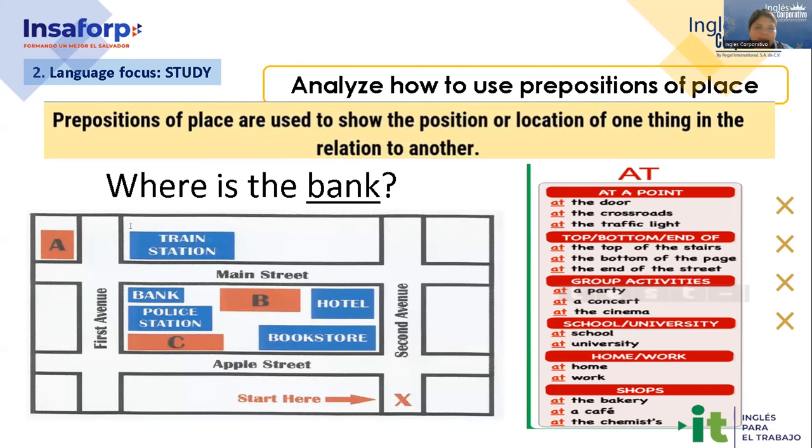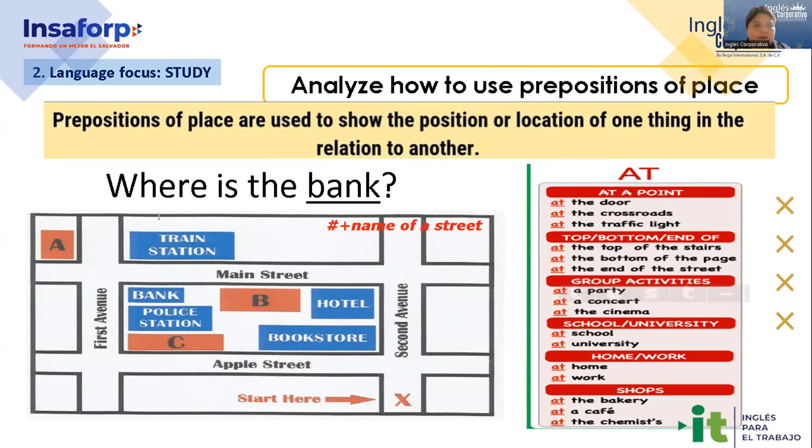Let's see. The bank is in the corner at First Avenue at Main Street. Okay, so we're going to see that. At, remember, what do you have to use when you use at? You have to use a number plus the name of a street. Entonces, ¿qué necesitamos ubicar ahí? Pues usamos at, el número del building y el nombre de la calle.